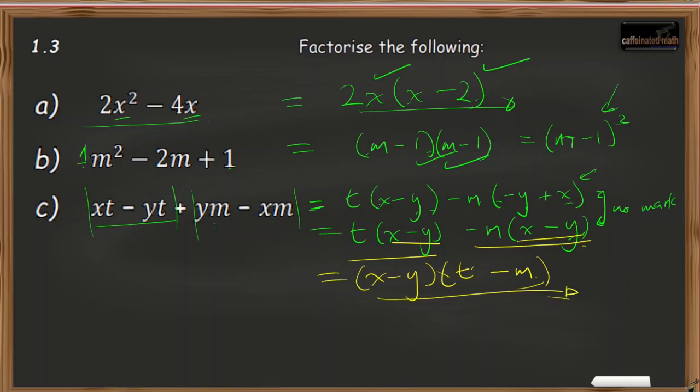So how does the mark allocation work for that? Well, 1 mark is for your actual grouping, then taking out a common factor, doing the factorization. Okay, so there's a mark for doing this grouping correctly, and then your initial factorization, and then the final factorization.